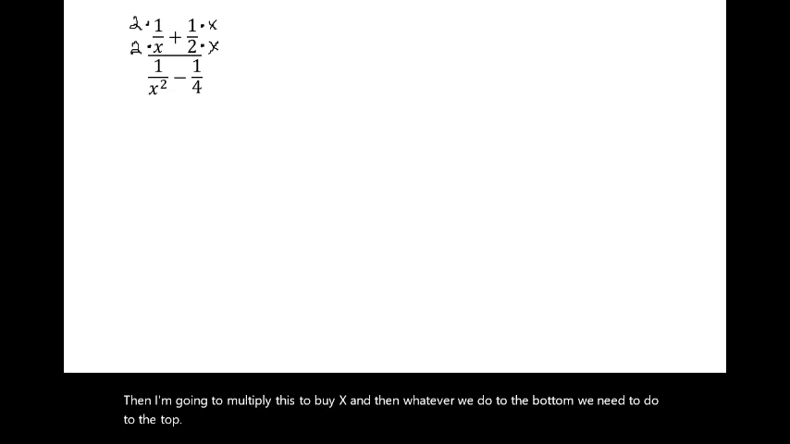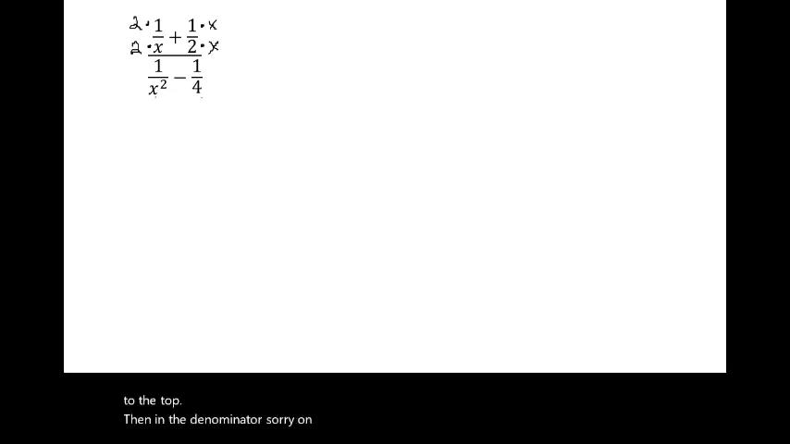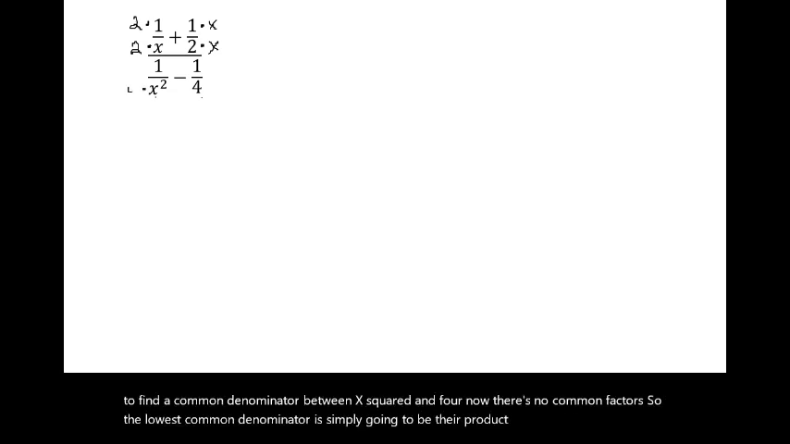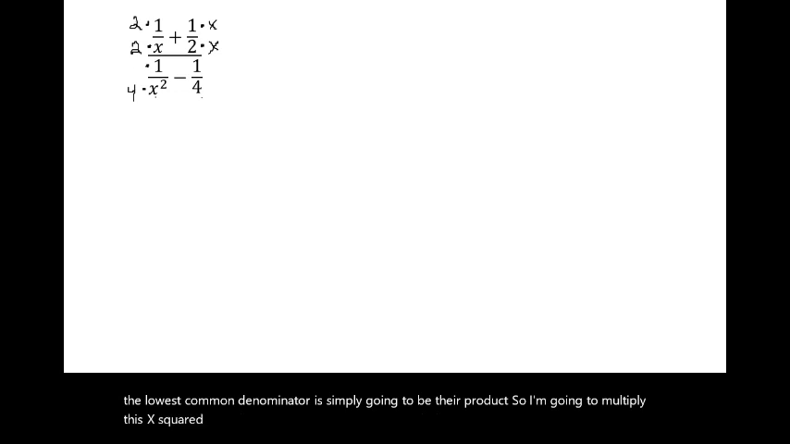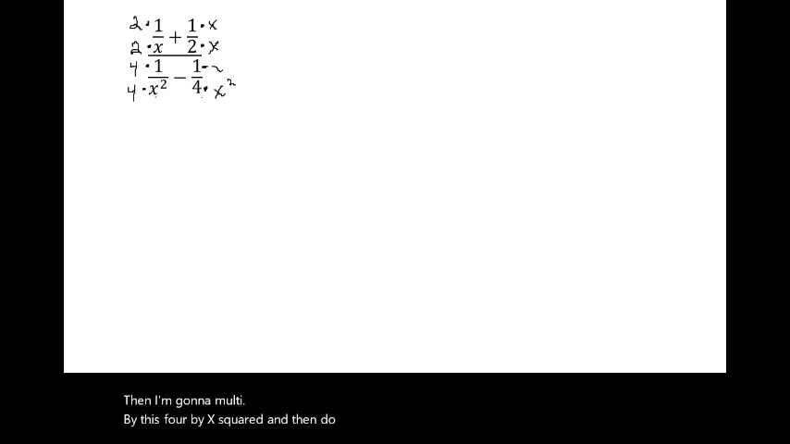Then in the denominator, on the bottom here, we're looking at x squared and 4. So we need to find a common denominator between x squared and 4. Now there's no common factors, so the lowest common denominator is simply going to be their product. So I'm going to multiply this x squared by 4, and then whatever I do to the bottom, I'm going to do to the top. Then I'm going to multiply this 4 by x squared, and then do the same thing to the top.